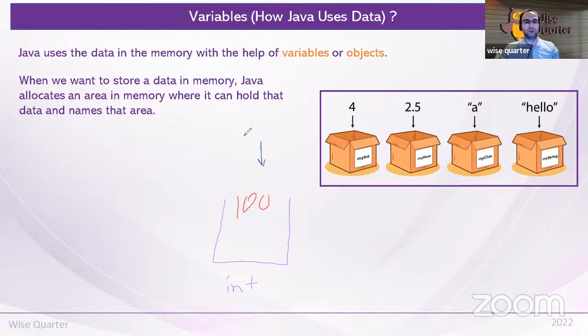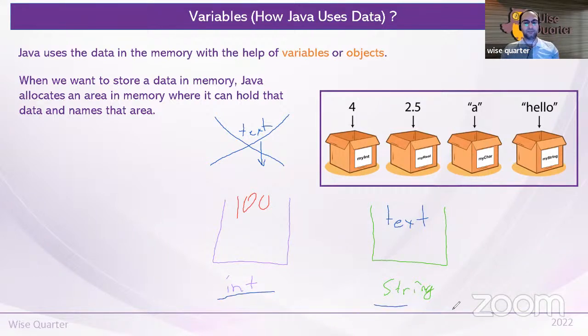If I try to store a text in an integer box, it won't accept it because the data type is a number and the text won't fit in this box. If I want to store a text, I should create a box for it. If you want to store a text, you should create a box for it and it will be string. Now I can store the text inside of it. It's very important. Before creating the data, you should decide the data type.